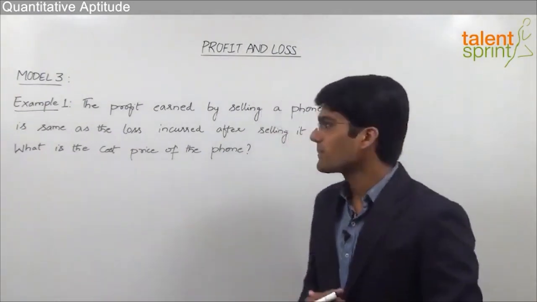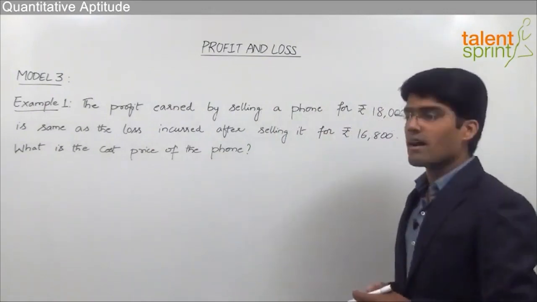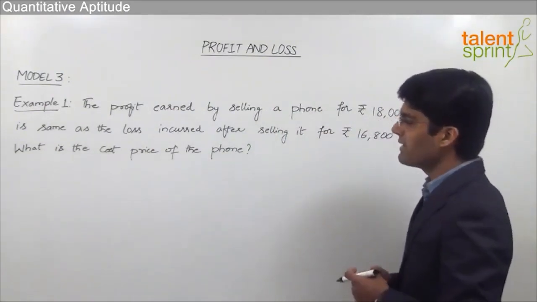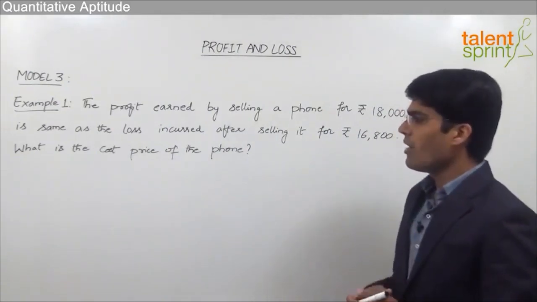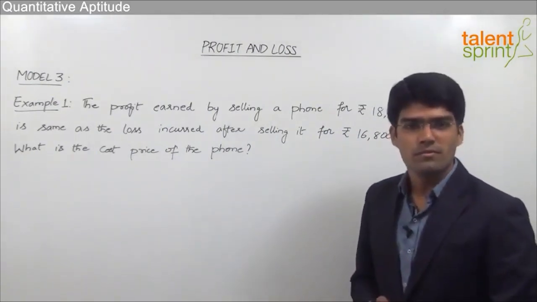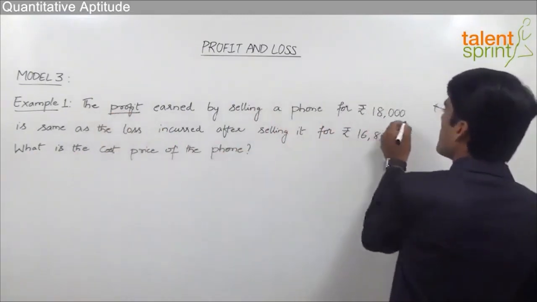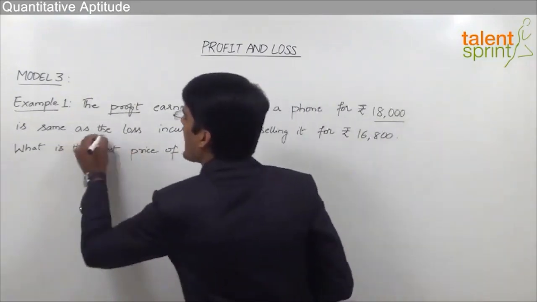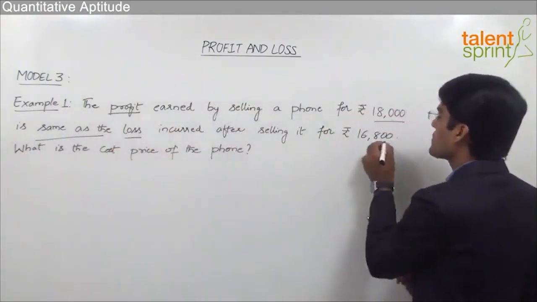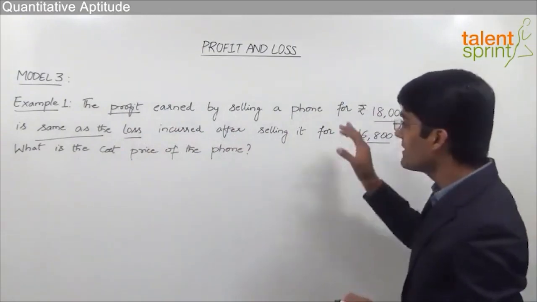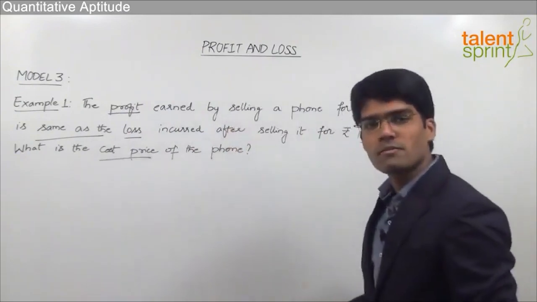Let us look at the question. The profit earned by selling a phone for rupees 18,000 is the same as the loss incurred after selling it for rupees 16,800. What is the cost price of the phone? So as you can see here, the profit earned when it was sold for 18,000 is the same as the loss when it was sold for 16,800. So from this data, we need to find out the cost price of the phone.